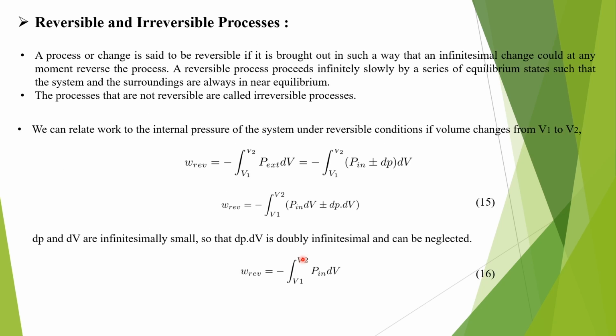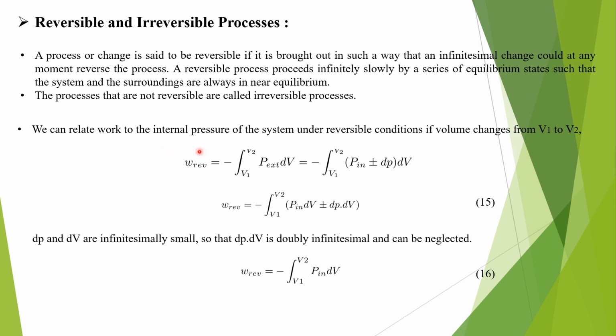Then we talk about reversible and irreversible processes. A process or change is said to be reversible if it is brought about in such a way that an infinitesimal change could at any moment reverse the process. A reversible process proceeds infinitely slowly by a series of equilibrium states such that the system and the surroundings are always in near equilibrium. The processes that are not reversible are called irreversible processes.